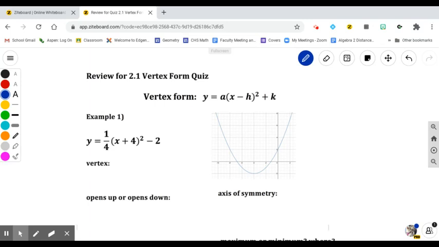Hey everyone, so I just wanted to do a quick review before you take your quiz. So I'm basically doing one of each problem. Remember, this is in vertex form, which, if you recall, your vertex is your h and your k. Remember, for h, you do the opposite sign.